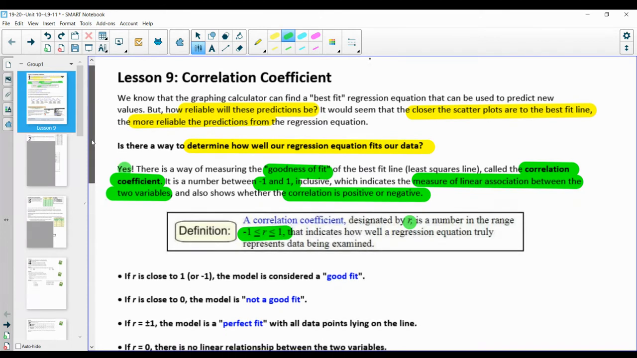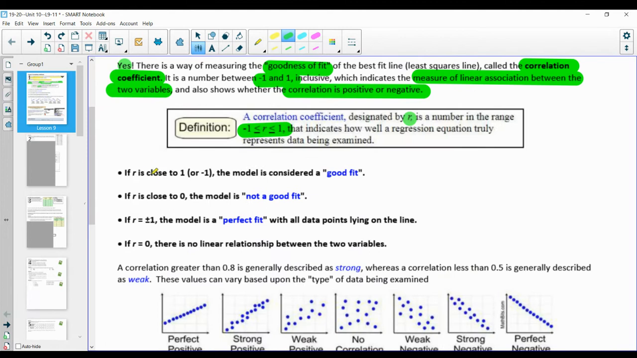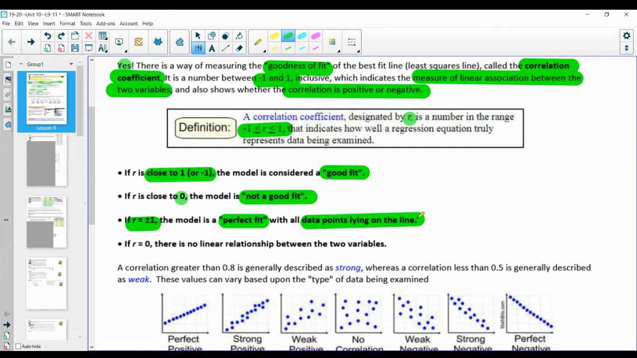So real quick, if r is close to 1 or -1, then it's considered a good fit. If r is 0, not a good fit. If r is exactly 1 or -1, it's a perfect fit, and that means all of the data points would lie on the line. And as we mentioned, if r is 0, that means there is no linear relationship between the two variables.